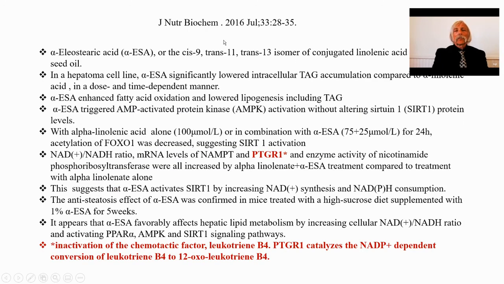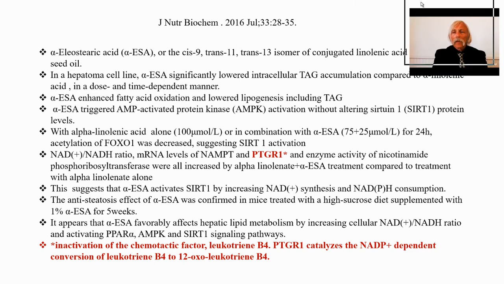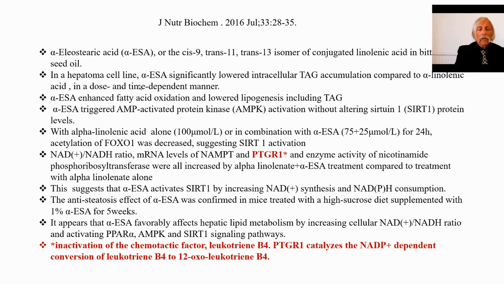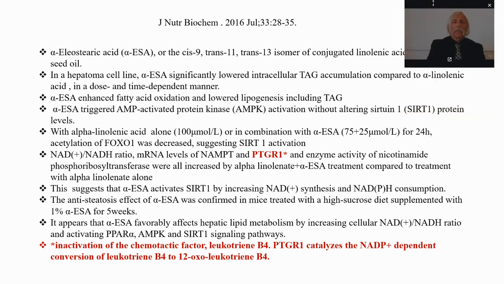Here's a paper published in the Journal of Nutritional Biochemistry that I'm going to talk to you about briefly right now. Alpha-eleostearic acid, or alpha-ESA, is a cis-9, trans-11, trans-13 isomer of conjugated linolenic acid. And you find it in something called bitter melon seed oil. It's naturally occurring. Okay. A trans fatty acid with a conjugated system.